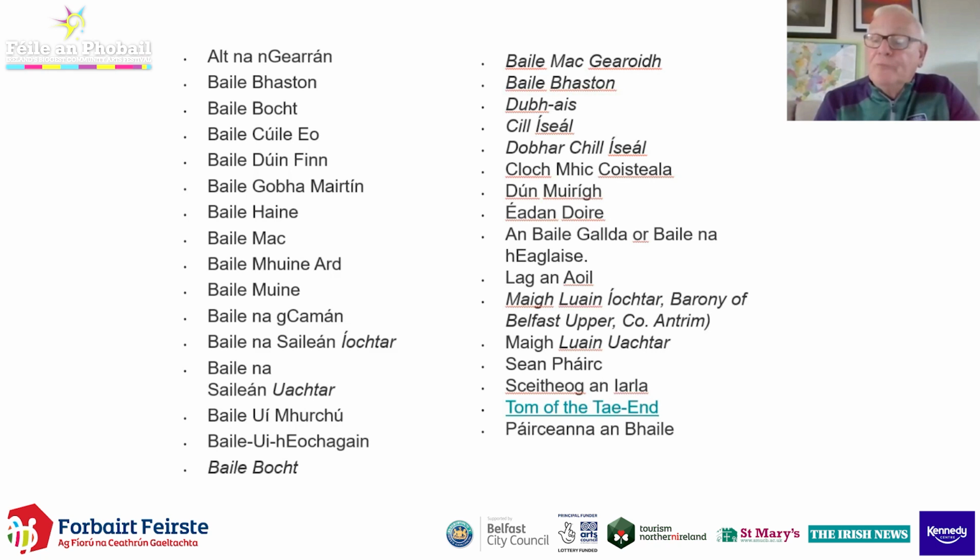And then we have the one right at the centre of the parish of Shankill, which is Éadan Dúire. And Éadan Dúire is the area where you would now find the UVF Memorial Garden and the old Shankill Churchyard. And Éadan Dúire literally means the brow of the hill of the oak wood. So that would have been a sacred site under the pagans.